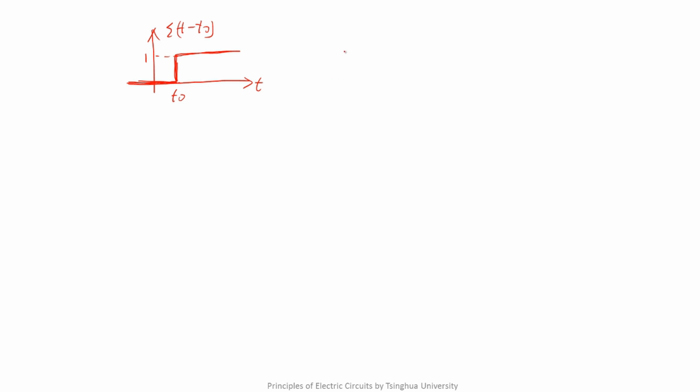Similarly, the definition of epsilon t minus t0 is when t is less than t0, the value is 0, and when t is greater than t0, the value is 1. With the concept of epsilon t and epsilon t minus t0, there is another advantage. We can use epsilon t and epsilon t minus t0 to express some special functions. You see, here are two examples.